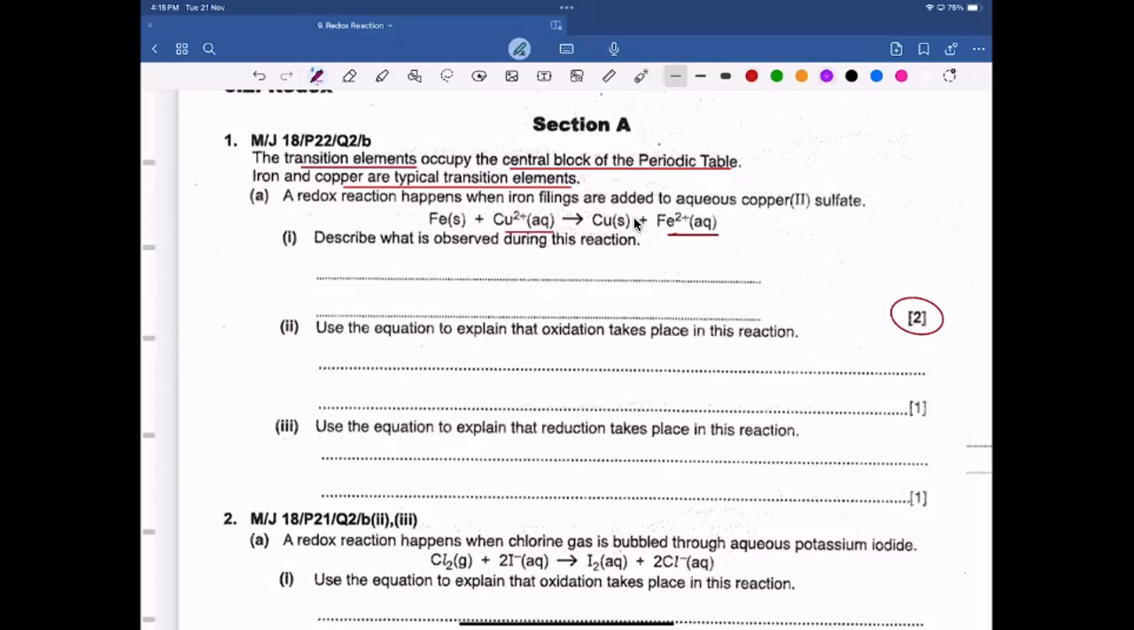So we are going to write: blue solution turns pale green. Is this understandable? Yes. So this will get 1 mark. What will be the second mark?